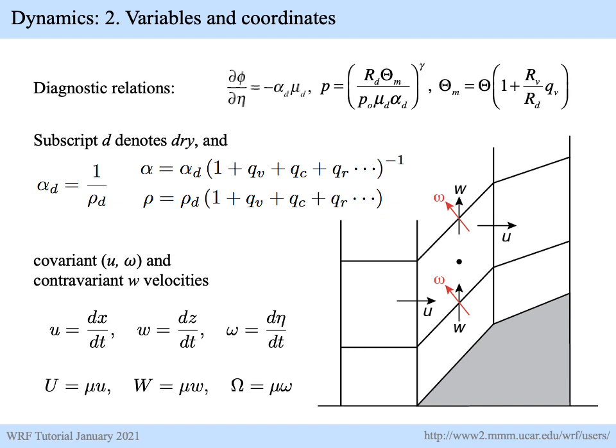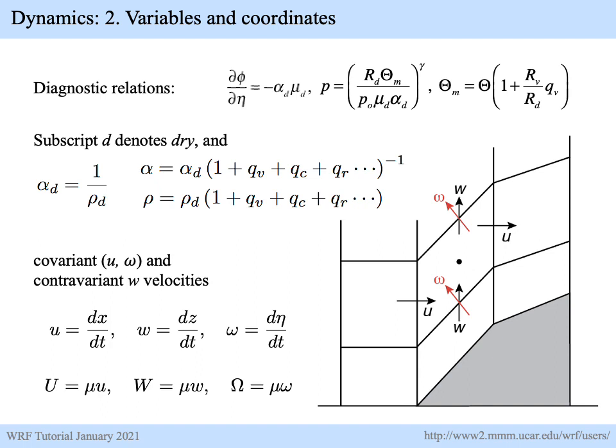Again, the subscript d, when you see it in the equations, denotes a dry atmosphere quantity. So the full density, for example, is the dry air density multiplied by 1 plus the mixing ratios of the other components of the atmosphere. Listed here are vapor, cloud water, rainwater. That may also include other things for when you have more complex microphysics, etc.